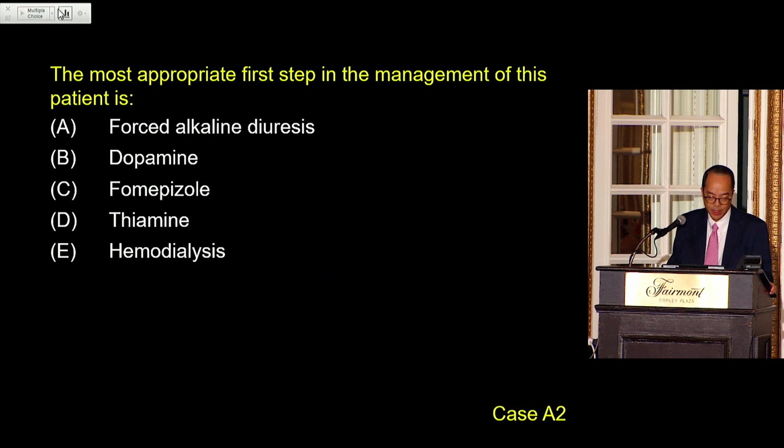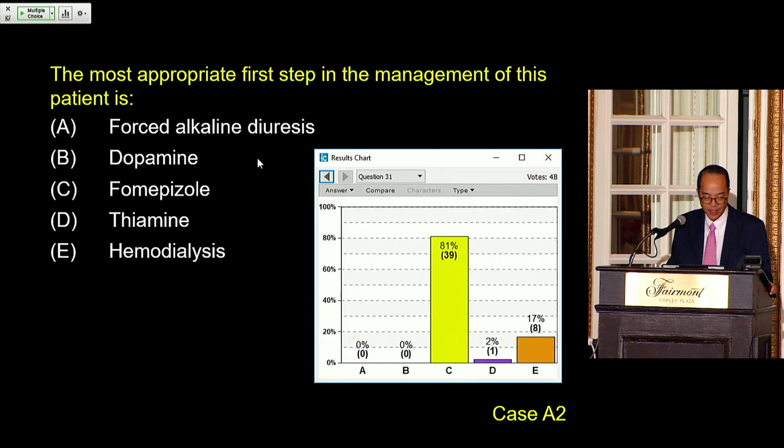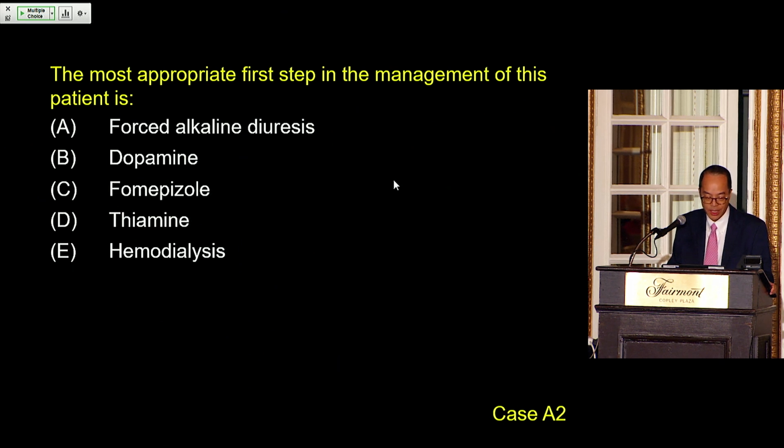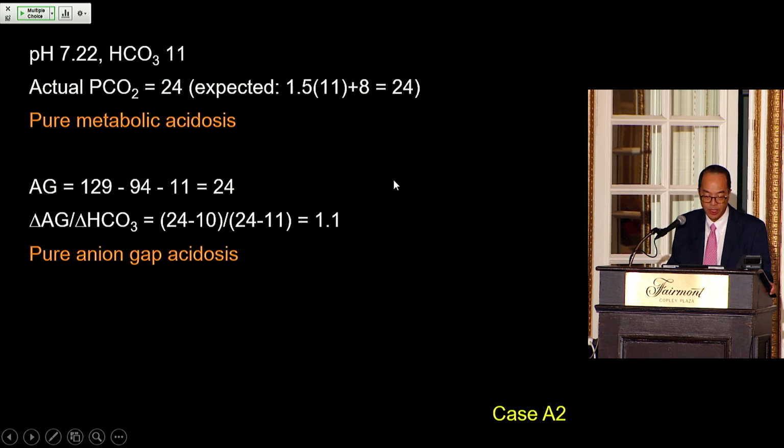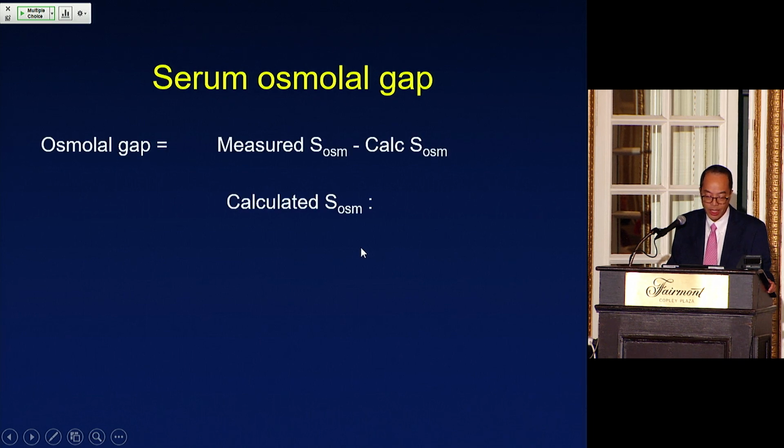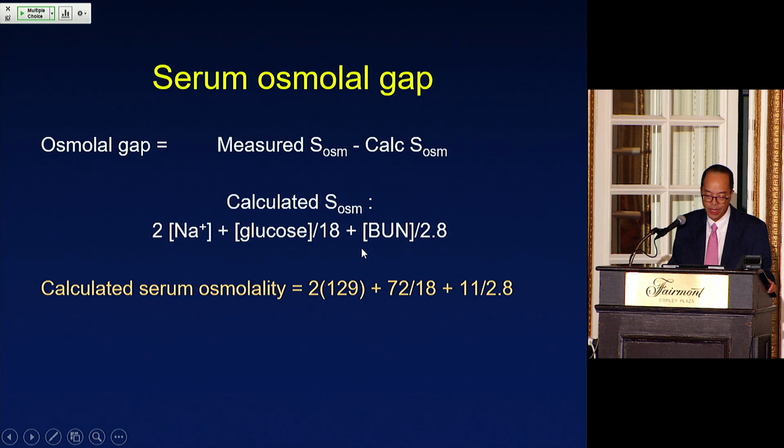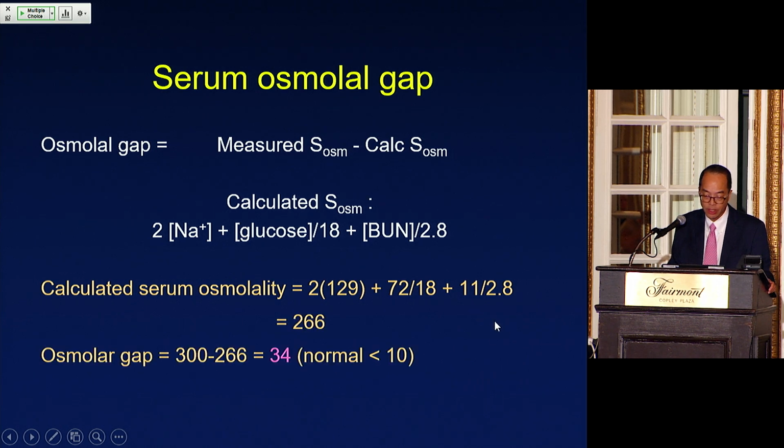Great. Easy, right? So you're divided between fomepizole, most of you, and hemodialysis. So fomepizole is actually the right answer here. If you work through it, it turns out to be a pure metabolic acidosis with an elevated anion gap and a delta-delta of about 1. So pure anion gap metabolic acidosis. She has an osmolar gap. So if you plug in the numbers, her calculated serum osmolality is 266, and they're measured with 300. So she's got a huge osmolar gap of 34.